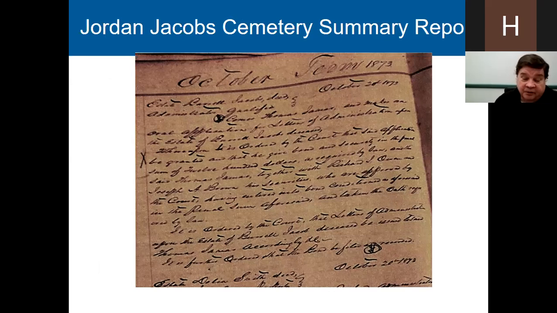Now, Googling around, I found this other thing, the Jordan Jacobs Cemetery Summary Report. And it was, of all things, on a website of the Army Corps of Engineers. So what the heck's going on? Well, it turns out the land they owned and the land they lived on became part of the Redstone Arsenal outside of Huntsville. And so when the military took it over, they did a survey of all the land to find all the cemeteries before they would do anything. They wanted to know where the cemeteries were so they could work around it.